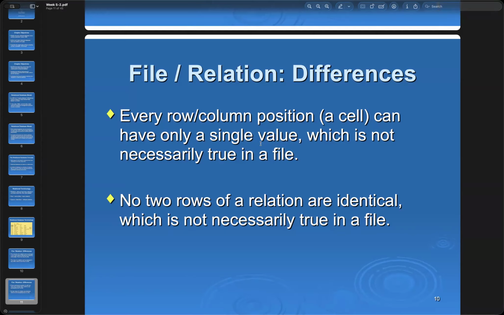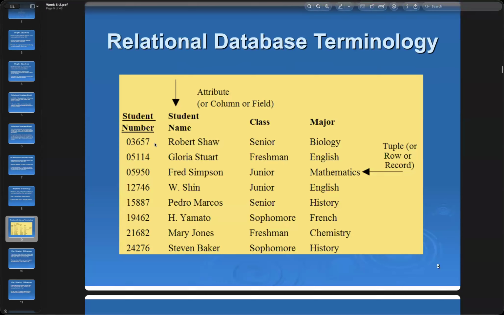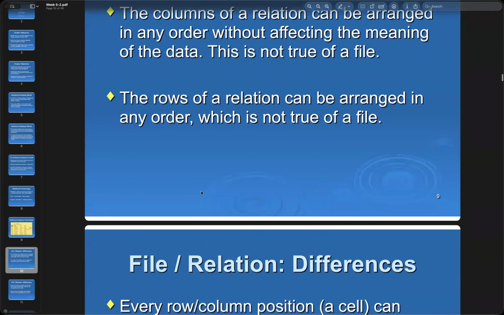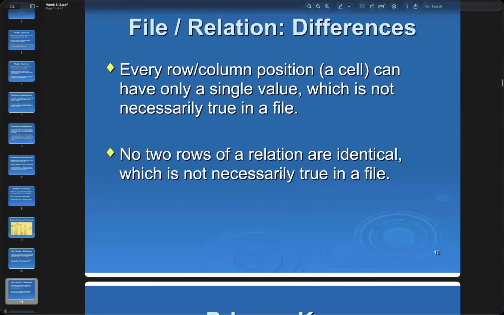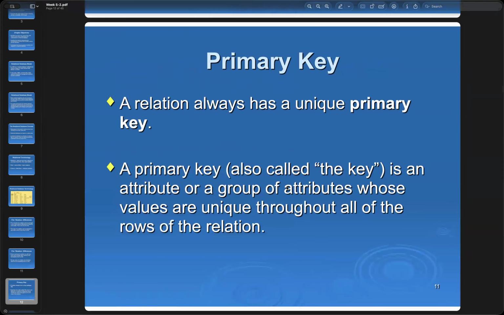Also, no two rows of a relation are identical. So it's not necessary in a file. Later we will introduce why we need to have a primary key. Each row should not be the same, and that's the reason. For a file it is not necessary, so that's more important.